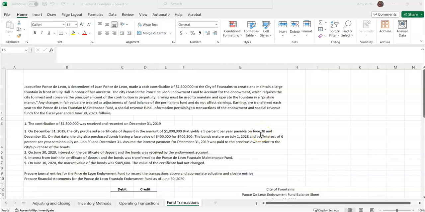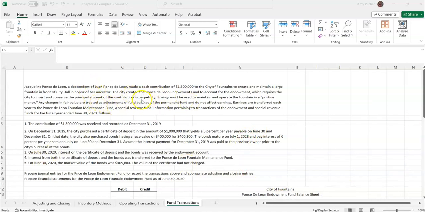In this example, we're going to look at a fund transaction for an endowment account. The City of Fountains received $1.5 million to create and maintain a large fountain in front of City Hall in honor of Ponce de Leon. So the city created an endowment account to account for this. It requires the city to invest in and conserve the principal amount.